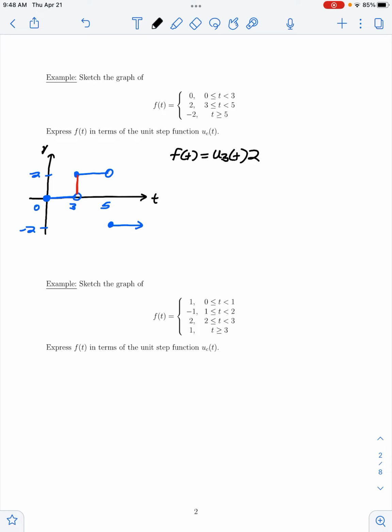And then at time 5, we had another jump or a change in our definition. So let me add at time 5 a unit step function. And the jump that occurred was from positive 2 to negative 2, a jump of 4 units downward. So let me multiply that unit function by the size of the jump that occurred, negative 4. And we have f of t is 2 times u sub 3 minus 4 times u sub 5.